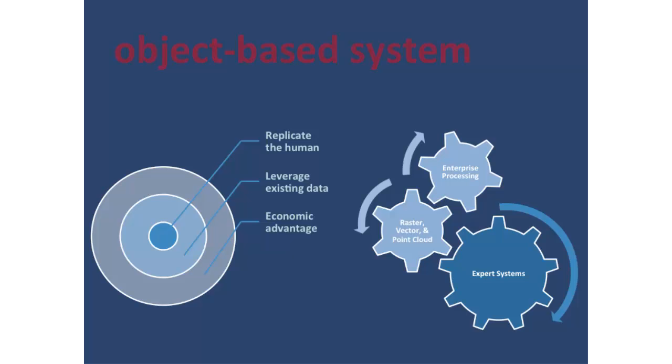Now the components of an object-based system: raster, vector, and point cloud or LiDAR data. So we want to take advantage of all of those data sources, not just the imagery, and we want to integrate them. We want to use an expert system or a knowledge-based system. So we want to use that human knowledge, what you see in that image, and incorporate that into creating these maps. And we want to be able to do this over very large areas.